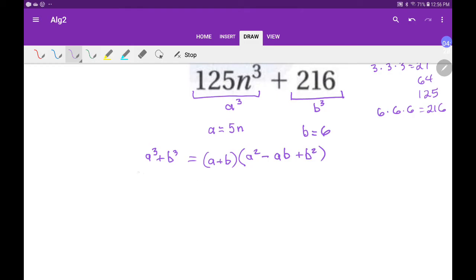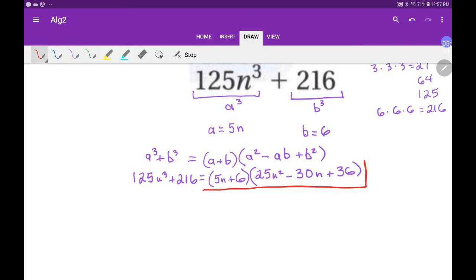So let's see here. 125n to the third plus 216 is equal to, what's a? Well, it's 5n. What's b? Well, it's 6. Times, what's a squared? Well, that's 5n times 5n, that's 25n squared. And then a is 5n and b is 6, so that's 30n. Plus b squared, 6 squared is 36. Okay, that's it. There it is right there. I don't know, I think I'm messing it up, but anyway, there's my answer.